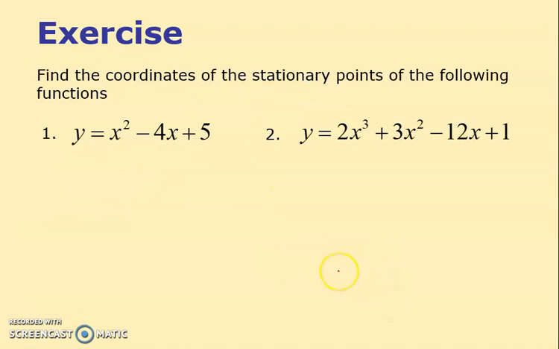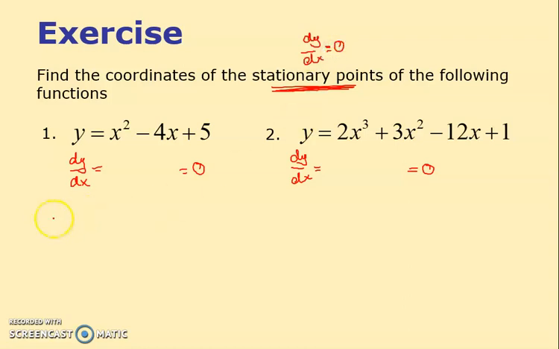Okay, here's an exercise then, which is broadly the same as before. What is slightly different is that on both of these examples, you're going to find dy by dx first. So I want you to find dy by dx for both of them. And when you've got that, I want you to set them equal to 0. And we always set it equal to 0 because it says find the coordinates of the stationary points. And one thing we know is that dy by dx will be 0 at these points. That's the trick that we use.